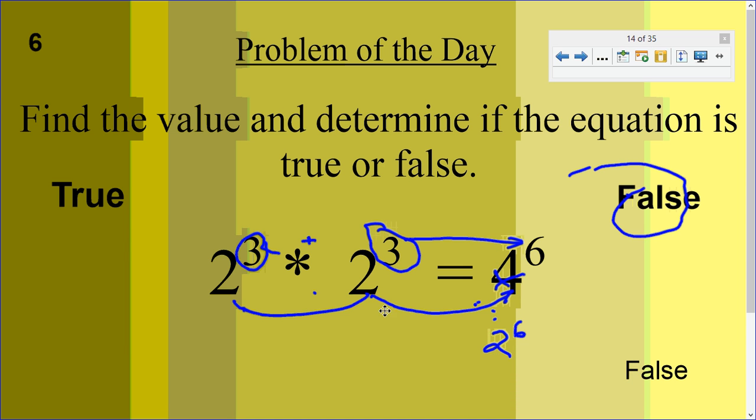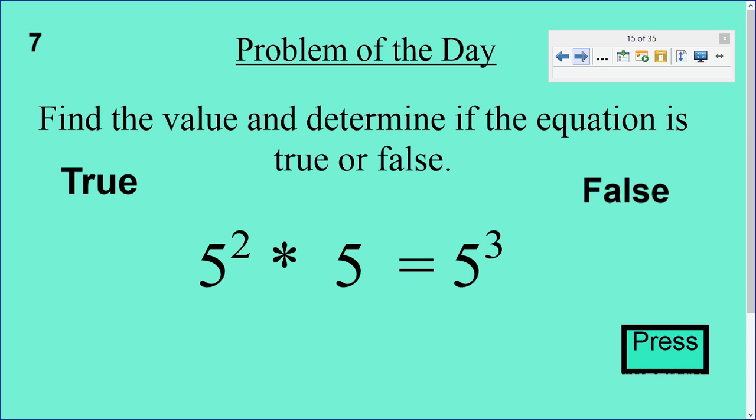They multiplied the 2 and 2 for some reason and got 4, but you don't do that. If you would have expanded it, wrote 3 2's here and 3 2's there, you would have had a total of 6 2's if you did it in expanded form. That's another way of doing it. But check out that video on laws of the exponent. Here's one for you, another true or false question. If the equation is true, 5 to the second times 5 equal 5 to the third.